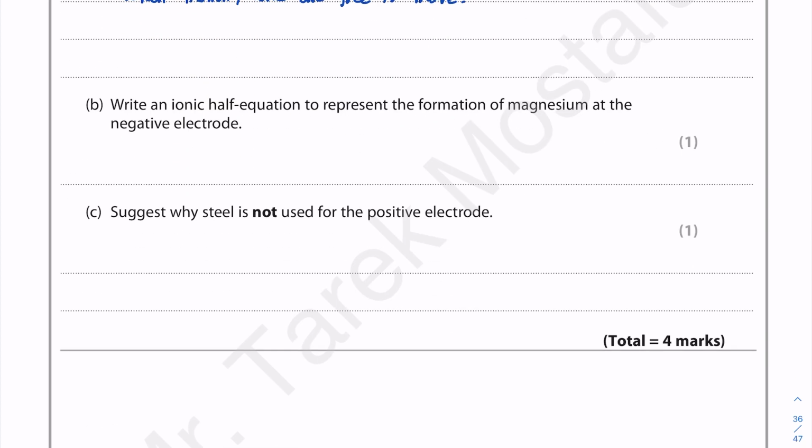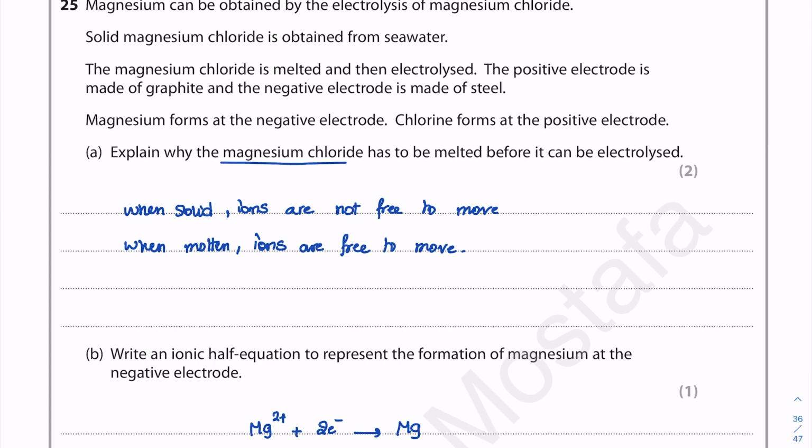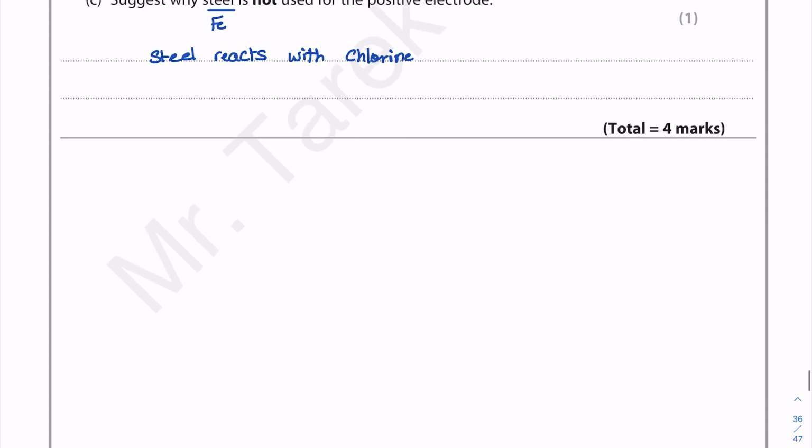Question B. Write an ionic half equation to represent the formation of magnesium at the negative electrode. طبعا المغنيسيوم ion هيgain 2 electrons هيتحول إلى magnesium atom. دي كده reduction. ليه الستيل is not used for the positive electrode؟ أولا electrolysis of molten magnesium chloride هيطلع كلورين جاز عند الأنود وكلورين جاز بيتفاعل مع الأيرون اللي موجود جوه الستيل. يبقى الستيل أو الأيرون اللي جوه الستيل reacts with the chlorine وعشان كده الأنود is not made of steel.